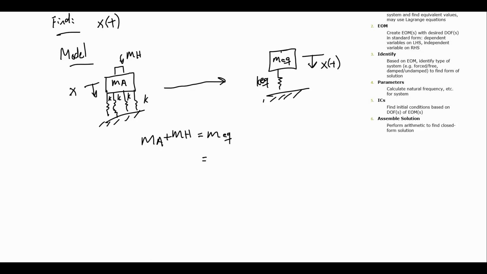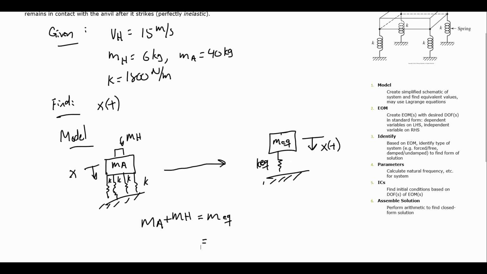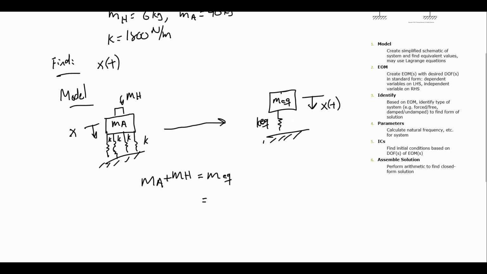So that's going to be, as provided in the given, 6 kilograms plus 40 kilograms. That's 46, the 6 plus the 40. That is our equivalent mass. It's the mass of the hammer and anvil as 1 unit.